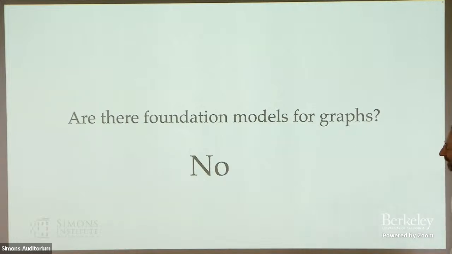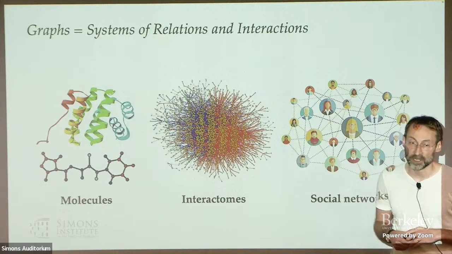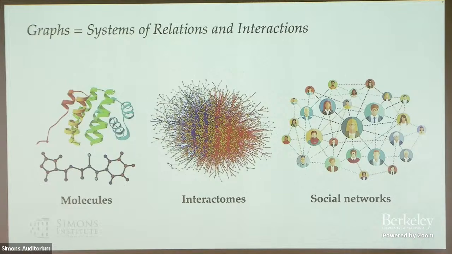But it's not a categorical no, it's kind of no with a long pause. And I will show you that there are some infant stage foundation models, and the problems are more difficult when it comes to graphs, right? We'll see why in a short while. So first of all, why are we interested in graphs? Basically, graphs are mathematical abstractions for systems of relations and interactions. Practically, it's hard to think of anything that cannot be represented as a graph, right? From very tiny things like molecules to very large things like social networks, you can represent them all as networks or graphs, right?